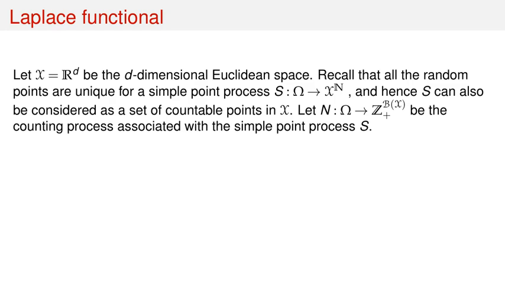Recall that for a simple point process S, which maps from Omega to script X raised to N, all the random points are unique. Because of this, we can also think of S as a set of countable points within the space script X. Let N, mapping from Omega to Z+ raised to script B of script X, be the counting process that is associated with this simple point process S.